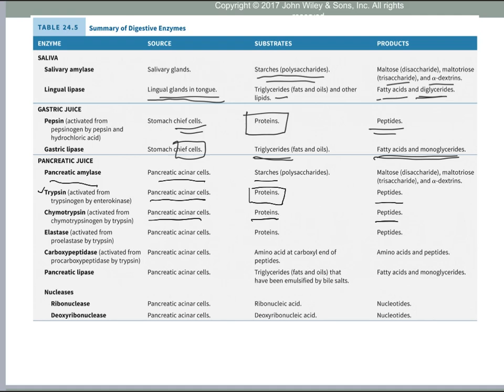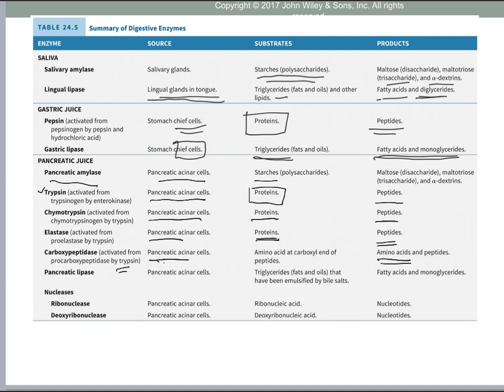Next is elastase. This is going to be one of our final protein or proteolytic enzymes. We deal with elastase being activated by proelastase, and again, this is by trypsin. The source is our pancreas, protein is our substrate, and the byproduct or the end product is going to be peptides. Carboxypeptidase, this is going to be activated from procarboxypeptidase from, again, trypsin. We have the pancreas, the acinar cells of the pancreas doing all the work. Amino acids at the carboxyl end of peptides is our substrate, followed by amino acids and peptides, again, for our product.